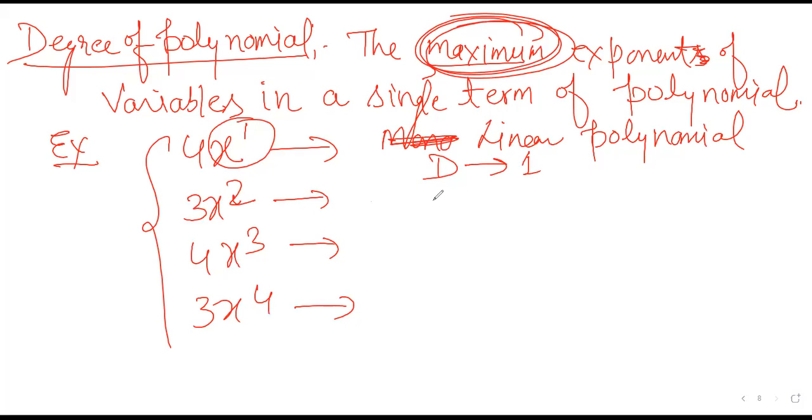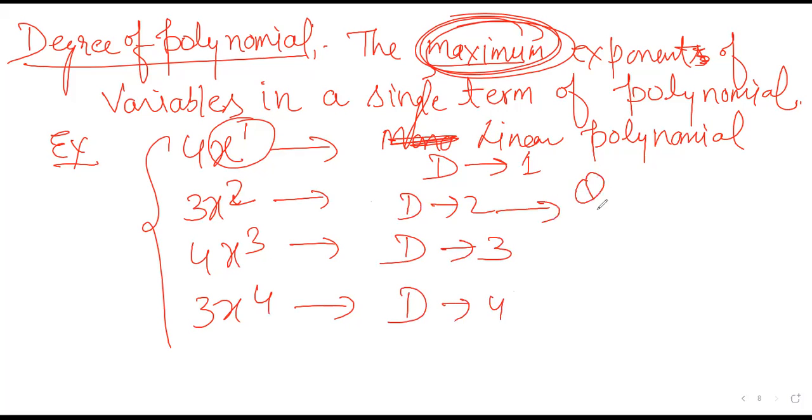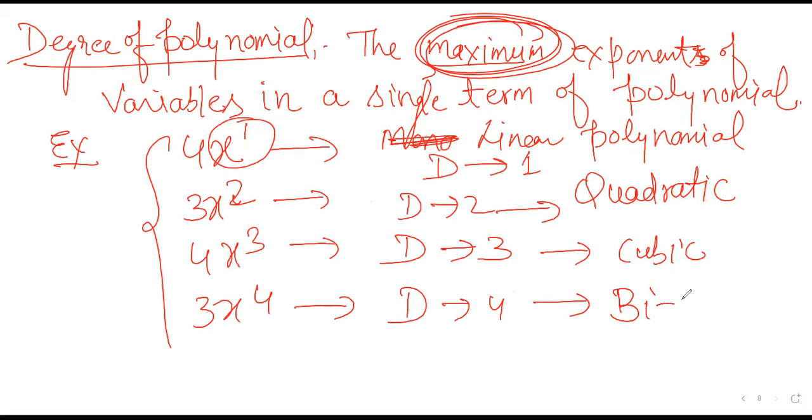So its variable power will be 2, the degree will be 2. Its variable power will be 3, degree will be 3. Variable power will be 4, degree will be 4. So this is known as your quadratic, this one is known as cubic, and this one is known as biquadratic, or simply you can say quartic.